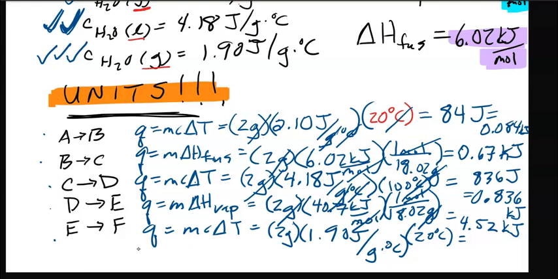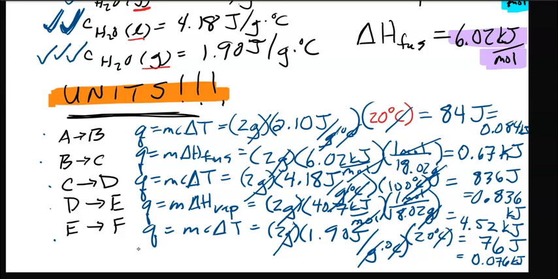So 2 times 1.9 times 20, and I'm getting 76. 76 what? Oh, joules. So I'm going to need to change that over to kilojoules so that the units can match up with all the other ones that I've gotten. So when I convert that, I get 0.076 kilojoules.